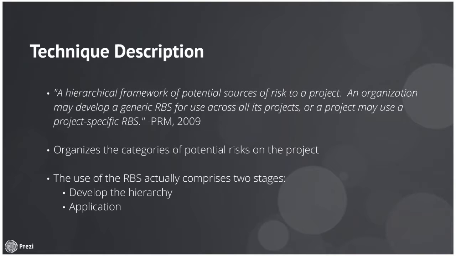So that's basically just saying that they may have a risk breakdown structure that they use on many different projects, or they'll just create one. And say if a project is very, very complex, they might have a project-specific one. The risk breakdown structure organizes the categories of potential risk on the project, and essentially it groups, organizes, and defines the total risk exposure of the project. Each descending level represents an increasingly detailed definition of sources of risk in the project, and we'll get into that here in a bit.